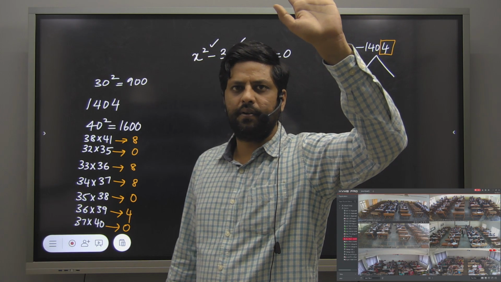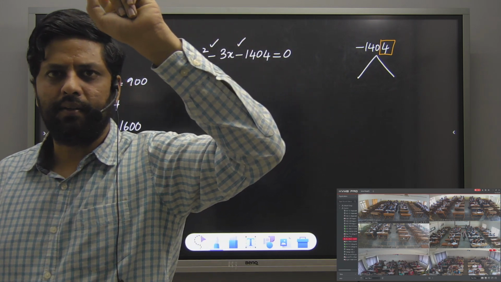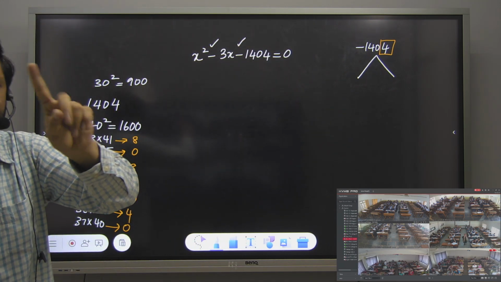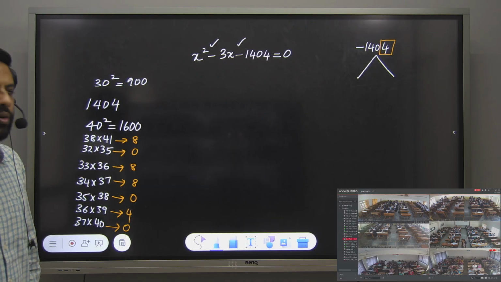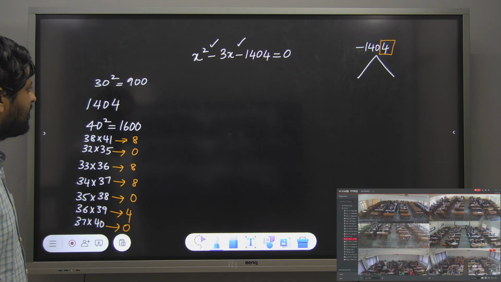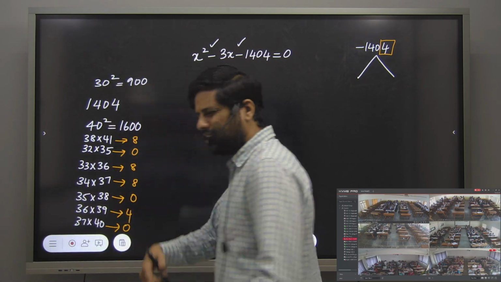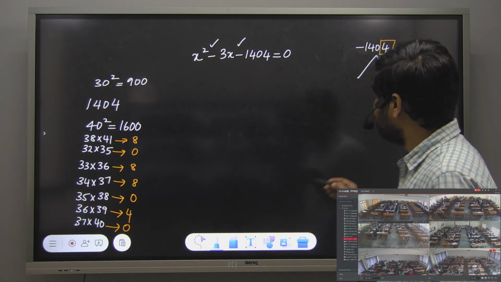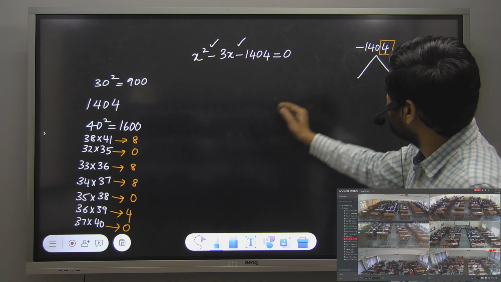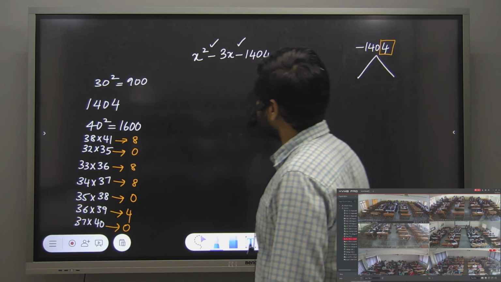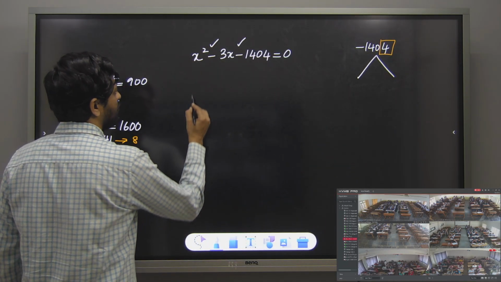Are you catching up? Yes sir. I will take one or two more examples so that you can understand better. So you can directly check with 36 into 39. Once you do this, it's better to cross check. To be on the safer side, if you cross check directly, you will get 36 into 39 is 1404.